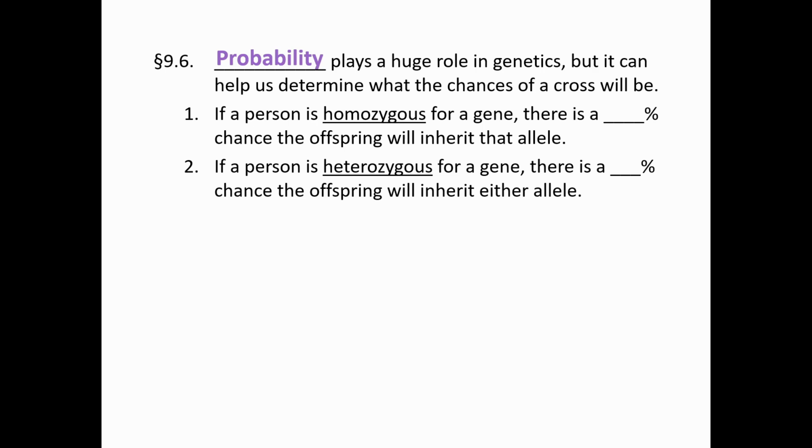Now, probability really does play a huge role in genetics, but it just helps us determine what the chances are. It doesn't tell us exactly, so we can't predict the future with 100% certainty. It can just tell us what the options are and what's the chance of each option happening. So if someone is homozygous for a gene, we know that there's a 100% chance that the offspring will get that allele, because if you're homozygous, you can only give that one type of allele to your offspring. But if a person is heterozygous, it's a 50-50 shot of either allele.